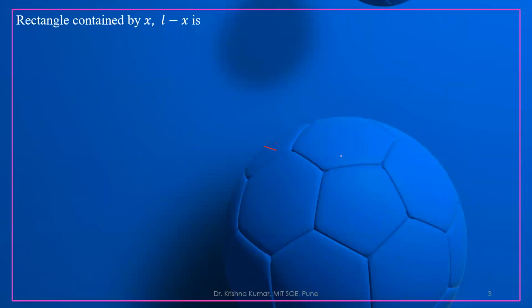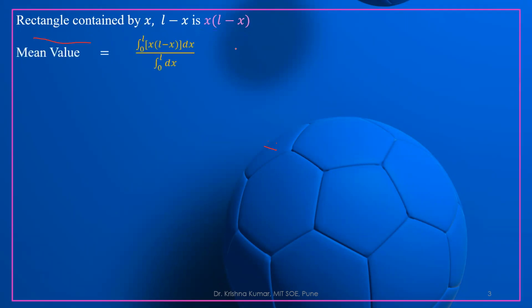Now let us find out the second part of this question. A rectangle contained by x and L minus x, because there are two parts of the rod. The first part is x, and the second is L minus x. So what is the rectangle contained by x and L minus x? It is nothing but length into breadth. One is x, another is L minus x. So the rectangle is x times (L minus x).